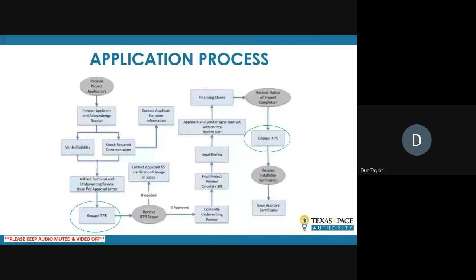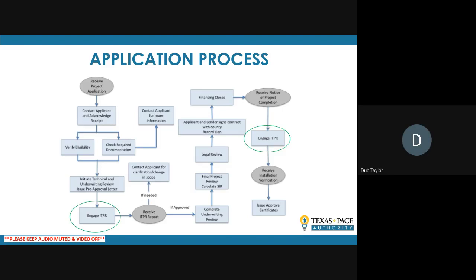The application process itself, if you follow this flowchart, these are more details, and here you can see a lot of the technical review, the legal review, all the way down to the equipment verification, and then issuing the approval certificates. I've circled a couple of things here to highlight, since this is more of a technical crowd on this webinar today. The ITPR is a key function. That's the independent third-party reviewer, and that is required in state law. We're going to go into that in detail.